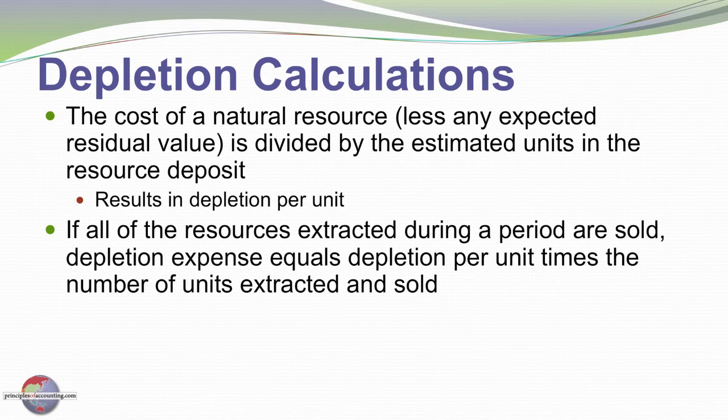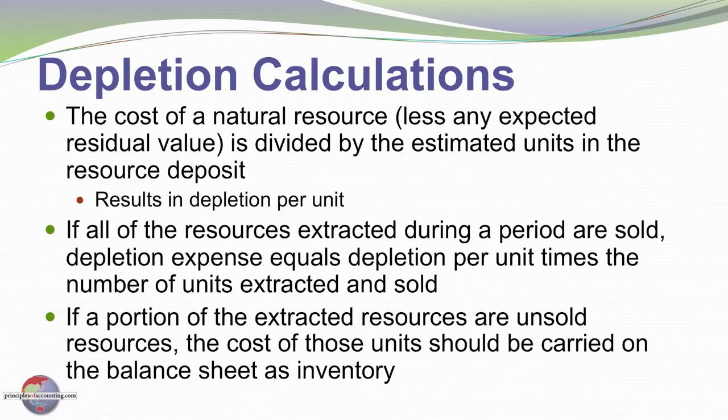If during a particular period all of the resources that are extracted are also sold or disposed of, then the depletion expense for the period would correspond to the depletion per unit times the number of units extracted and sold. However, if a portion of the extracted resources remain unsold at the end of the period, those costs should be carried on the balance sheet as inventory. So let's look at an example.